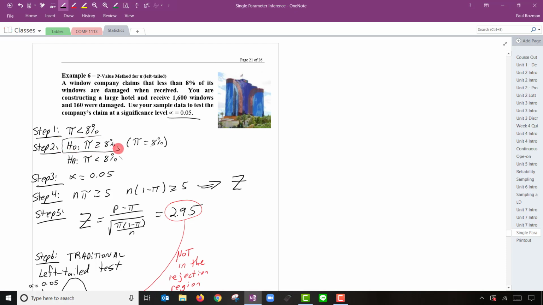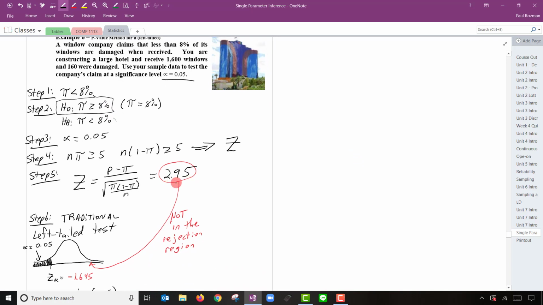This is not unusual based on the data that we observed, which makes sense. Let a little common sense seep in here. If 10% of your windows are broken and somebody says, I think it's more than 8%, you're probably going to agree with them in that situation.